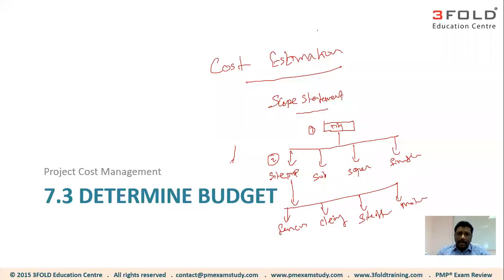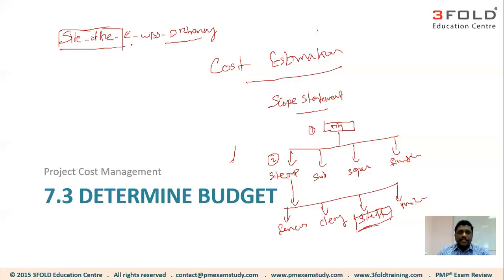And I'm not gonna draw anymore. So let me pick this particular work package called site office and bring it here. Right now, the WBS will not explain the scope of the site office. It will only name the deliverable, which is site office. And that's why we need to prepare an additional document called WBS dictionary. Now WBS dictionary will have the detail of the site office, like how big it should be, how many rooms it should have, and so on.